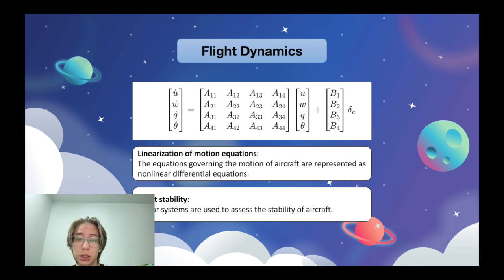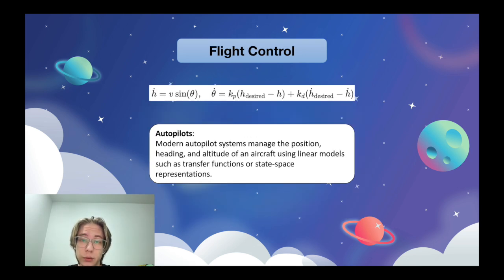Next slide is flight control. For example, a modern autopilot system manages the position, heading, and altitude of an aircraft using linear models such as a transfer function or state space representations. These models enable the design of effective controllers. For example, an autopilot system for maintaining the altitude of an aircraft.